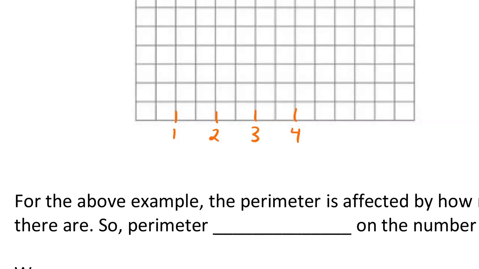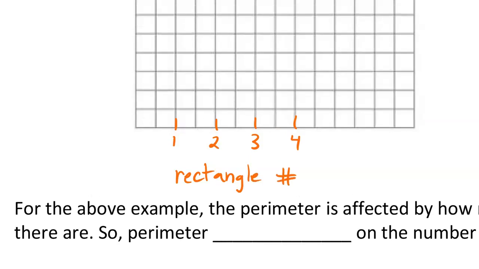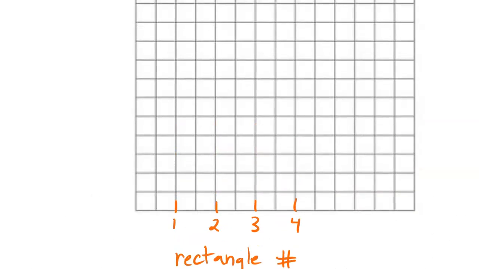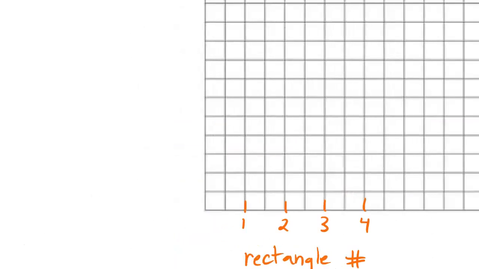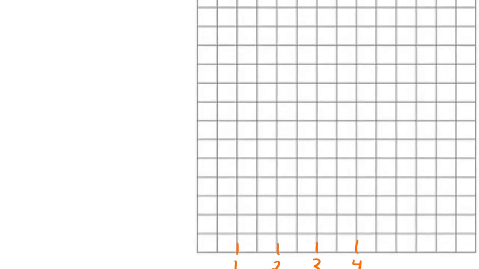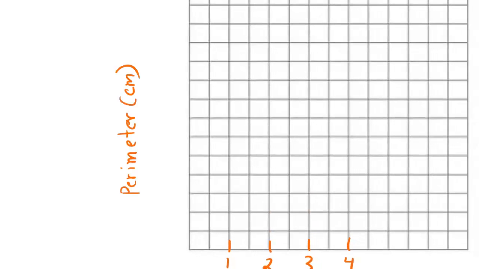So when we're labeling the graph, we have to look at, well, what were we putting across the bottom here? On the bottom, it is our rectangle number. So our rectangle number is on the bottom. Now up the side, what we're going to be putting is our perimeter in centimeters. Now we got to figure out, what do we have to go up to?